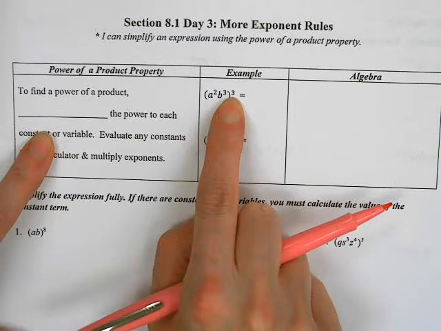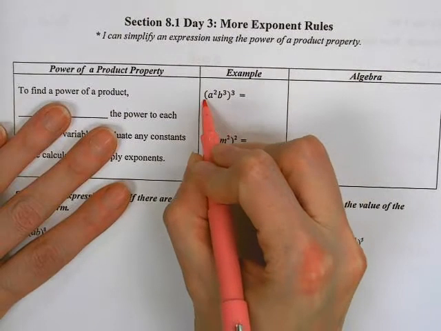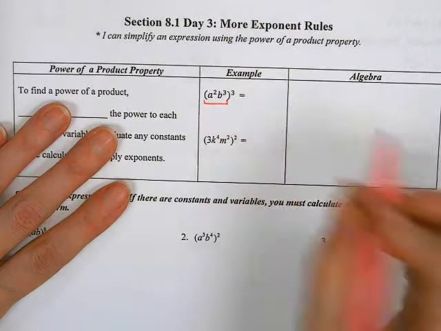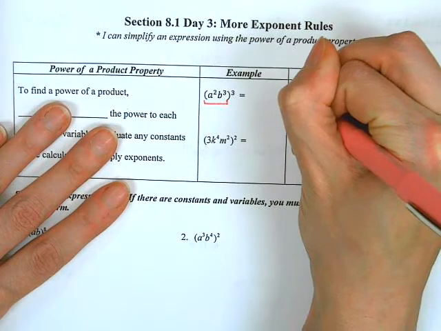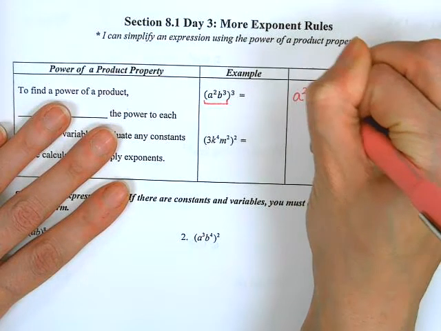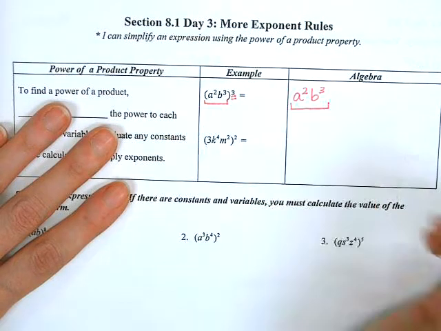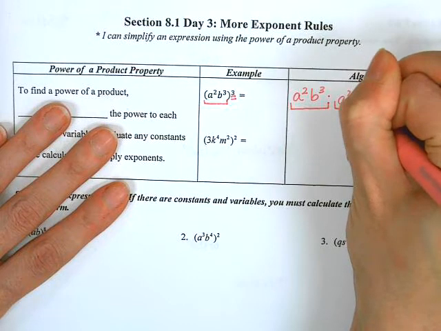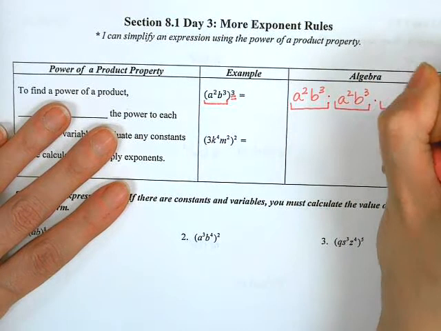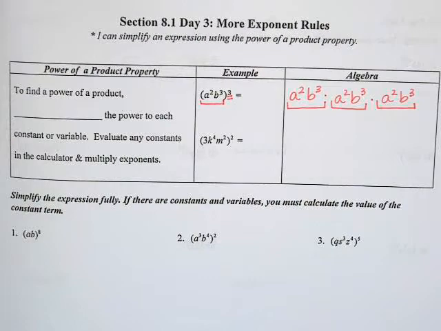And well, let's try it first. Okay, so we have a squared b cubed. I'm just going to write it like this: a squared b cubed. And we have to do it 3 times. So we have another a squared b cubed, and we have another a squared b cubed.